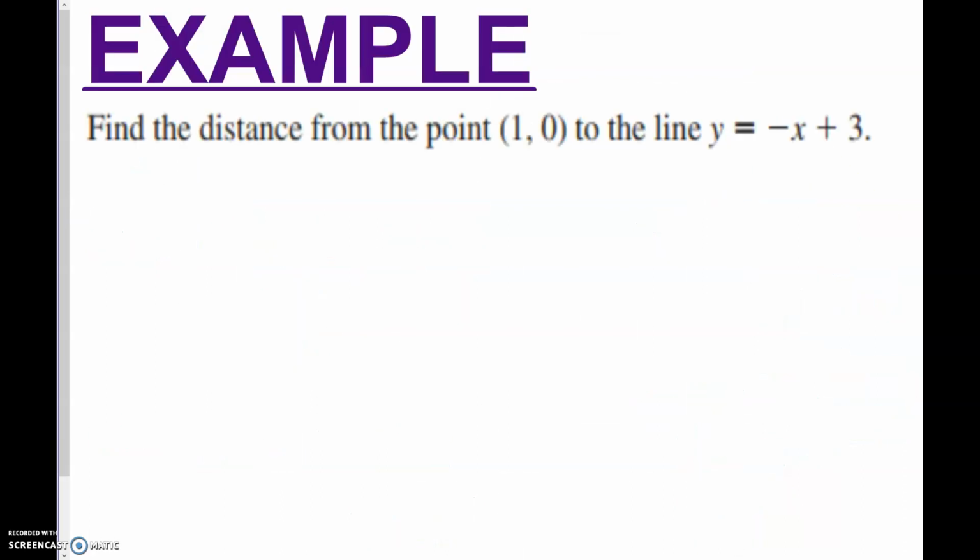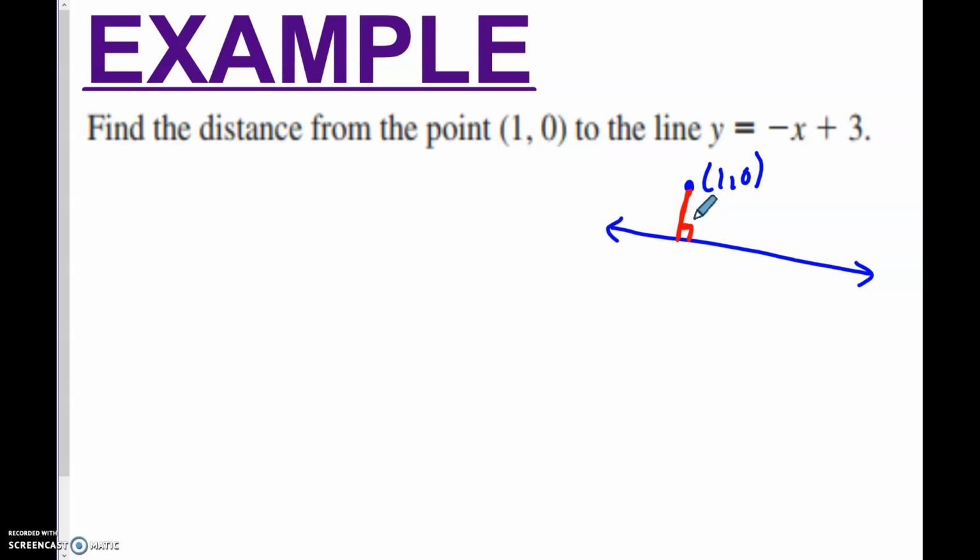All right, so the second example problem that we're going to do here is they want to find the distance from the point (1, 0). So we have a point, and it is (1, 0), and we have a line. They want to know the distance from that point to that line. Well, we know that that distance is going to come down here, and it has to be perpendicular. Okay, so it has to be perpendicular.